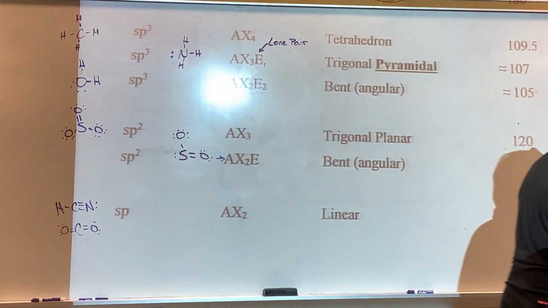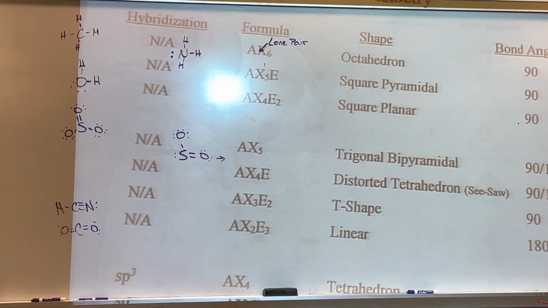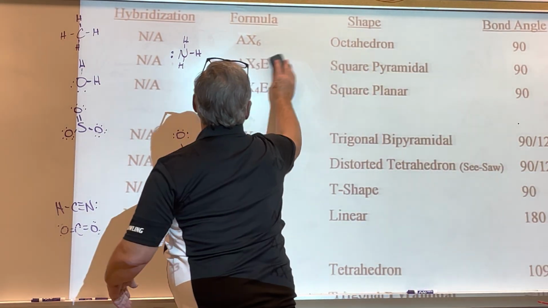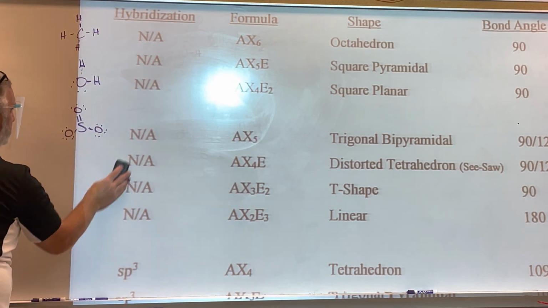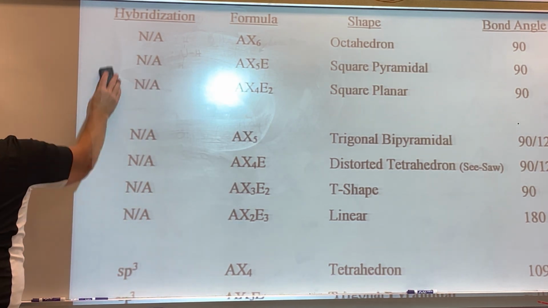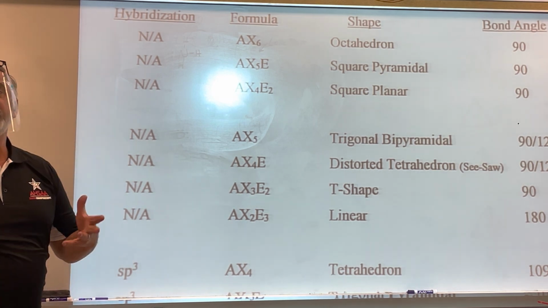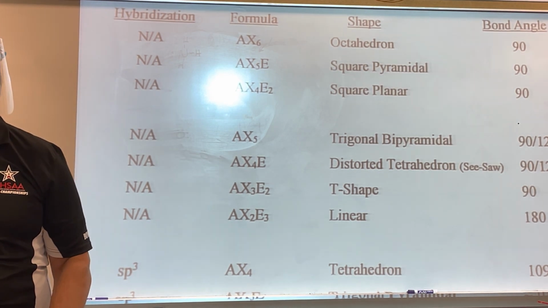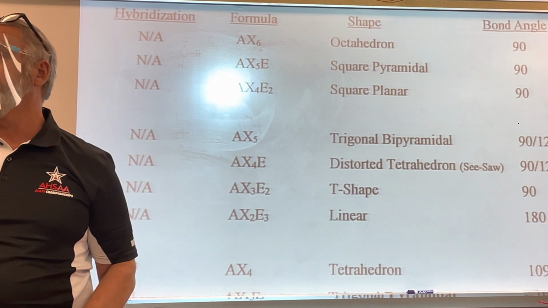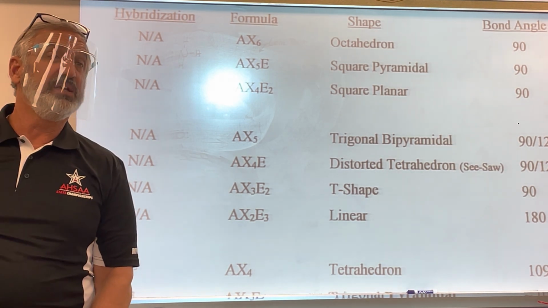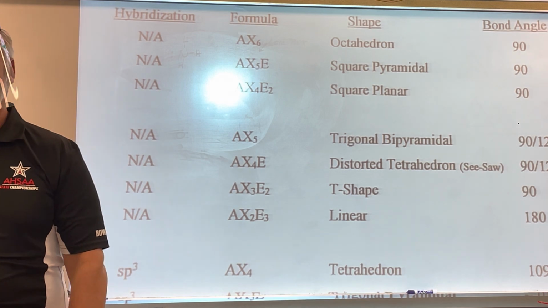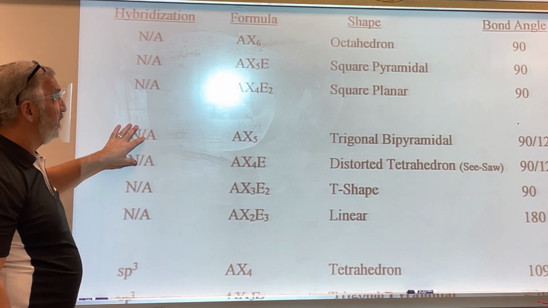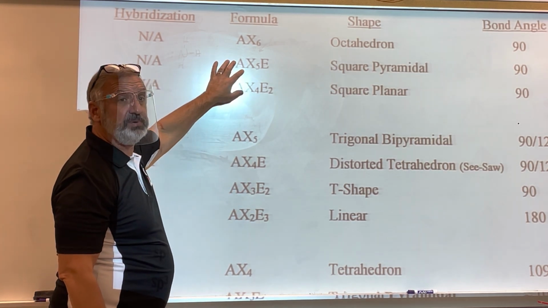these other ones involve expanded octets. Now with expanded octets, we don't have to worry about hybridization. It's more complicated. They used to think d orbitals were involved in the hybridization and they had sp3d, sp3d2 hybridization, but research in the past 10 years has shown that d orbitals are not involved in hybridization, and so therefore we don't worry about hybridization for expanded octets, the ones that have more than 8. We just need to know the general formula and the shape.